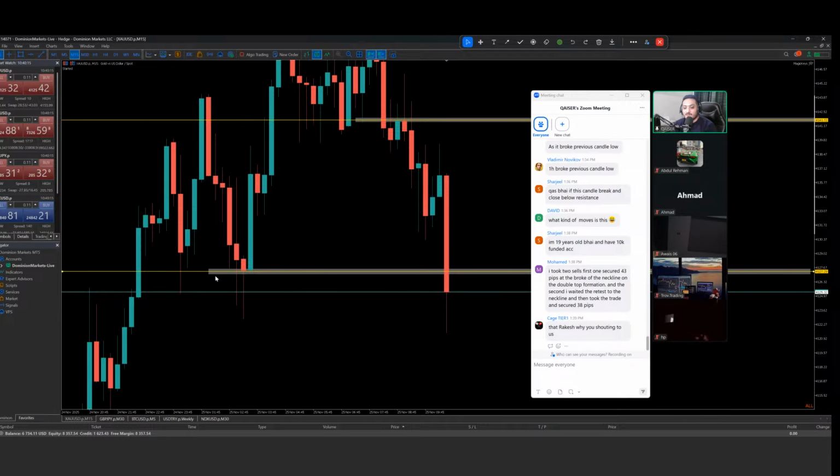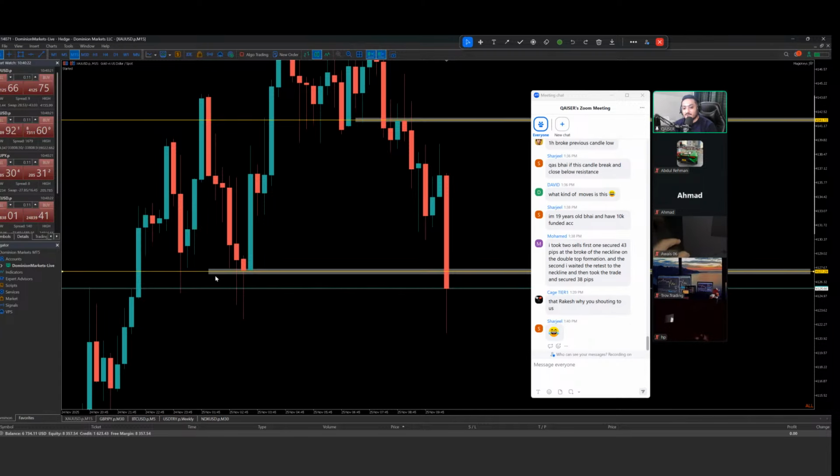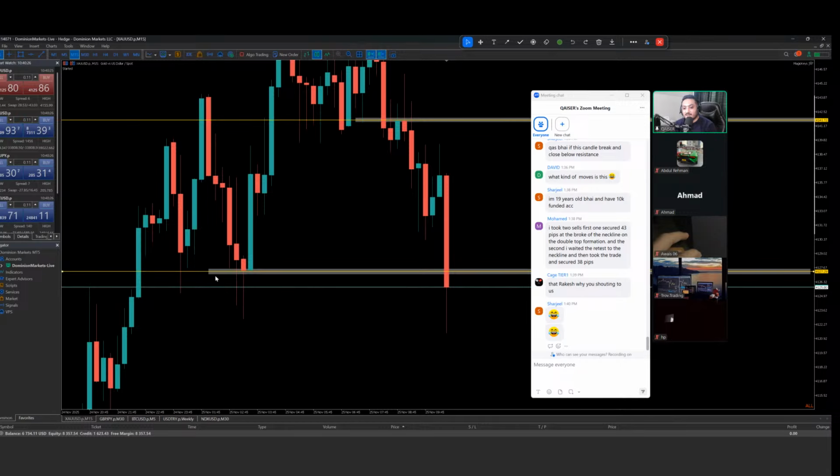Rakesh, I hope so. These necklines keep giving you the neckline. I don't want you to see a fake line there, so that will be a drop. I hope these necklines will work for you. Rakesh, why are you shouting at us? What?